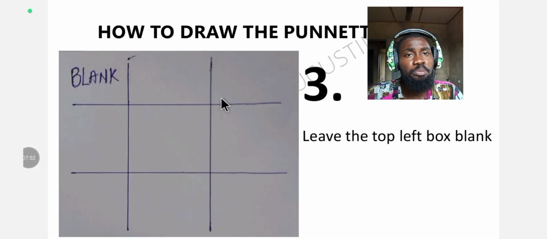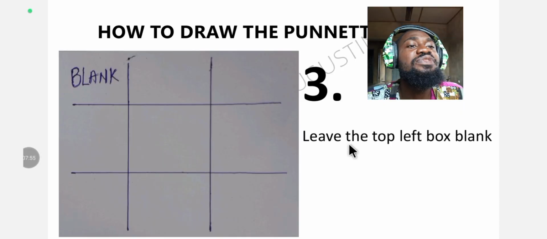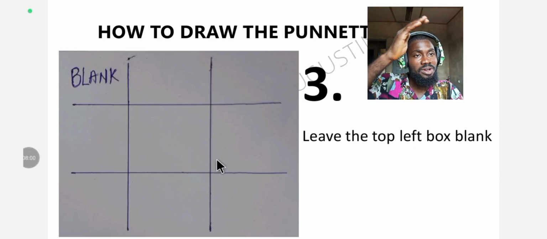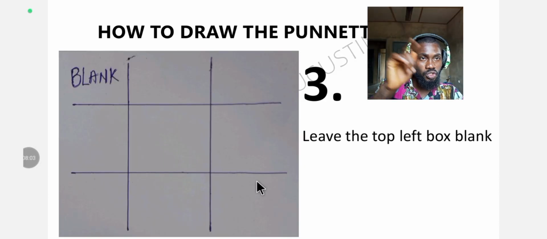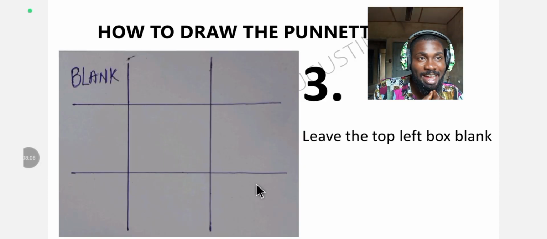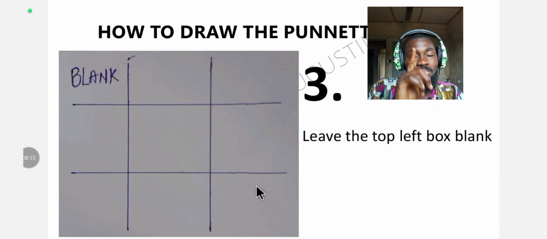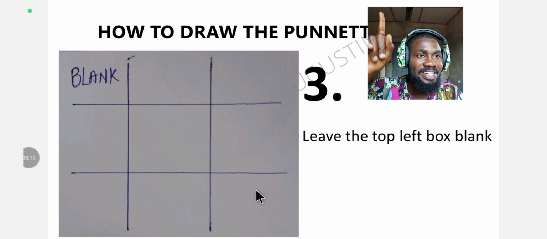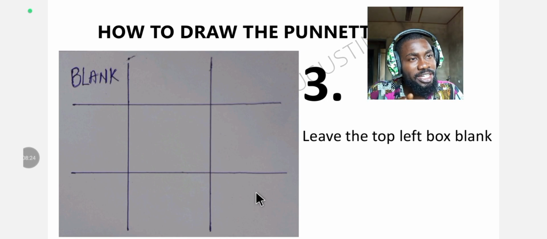The third step of drawing the Punnett square reads, leave the top left box blank. So the top left box, up left, that's top left. In this box that you are seeing, displaying on your screen, when you say top left, you go top first. This is the top of this box, then left, that's located around here. So around this place, you are going to leave it blank on your Punnett square.